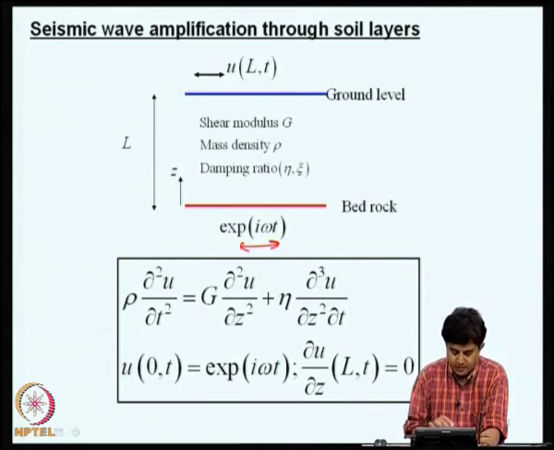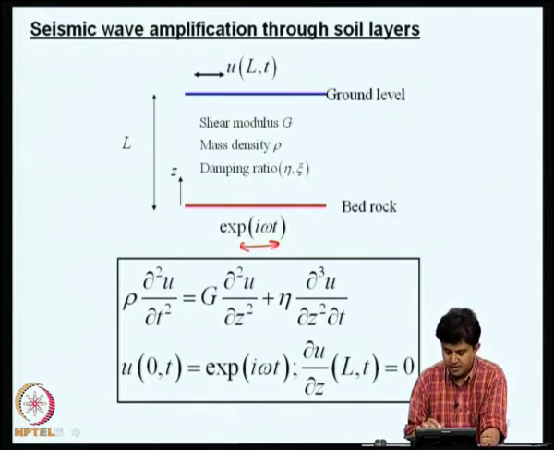So, the governing equation here can be written as a wave equation, rho ∂²u/∂t² is equal to G ∂²u/∂z² plus eta into this. This is a strain rate dependent damping, viscous damping, and at z equal to 0 we are applying harmonic displacement, and the top is stress free. Therefore, the boundary condition is ∂u/∂z at (L, t) equal to 0.